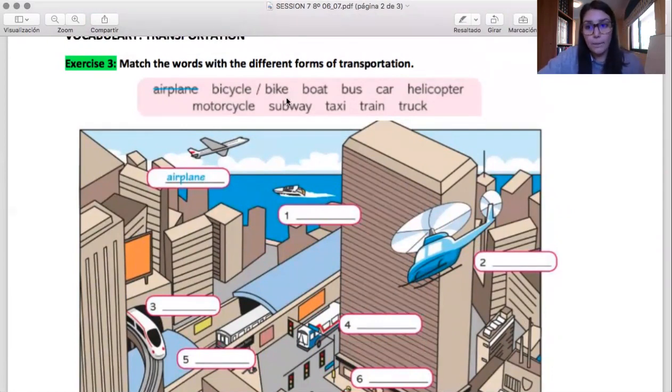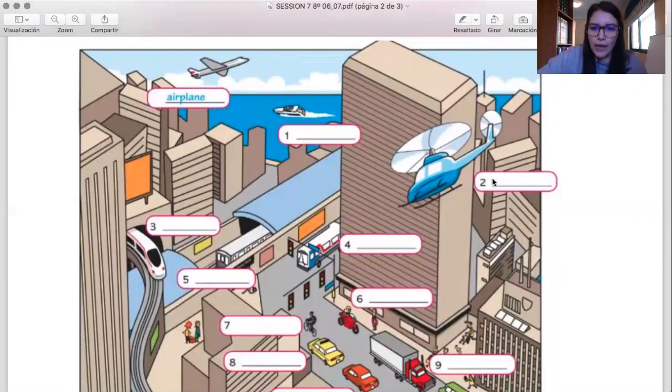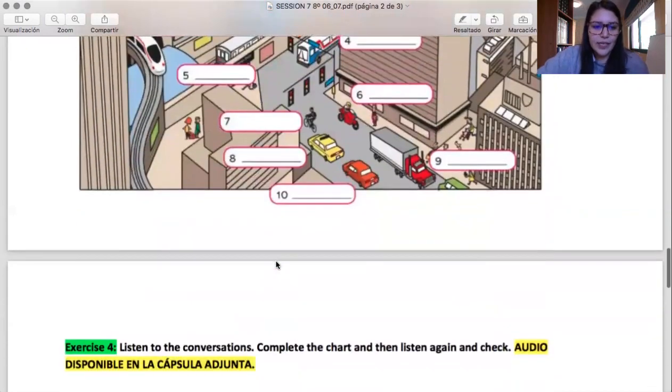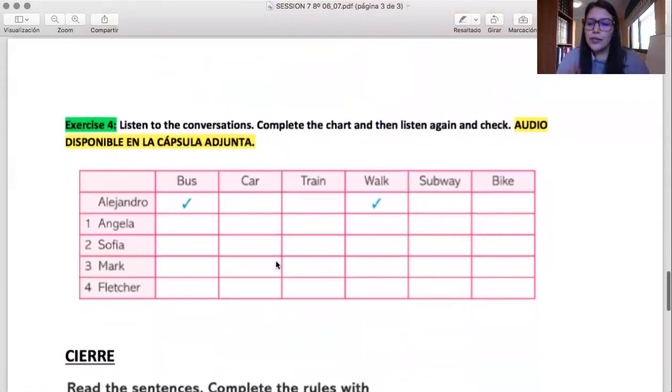We have bicycle or bike. Bike is the short form of bicycle, ¿cierto? Bike es la forma corta, ¿cierto?, de decir bicicleta, como nosotros le decimos la bici. We have boat, bus, car, helicopter, motorcycle, subway, taxi, train, and truck. Okay, you have to identify them and then write here the correct means of transportation. Continuing here, now we are going to practice a little bit of listening. Okay, we're going to listen to some conversations and you have to complete the chart, then listen again and check.